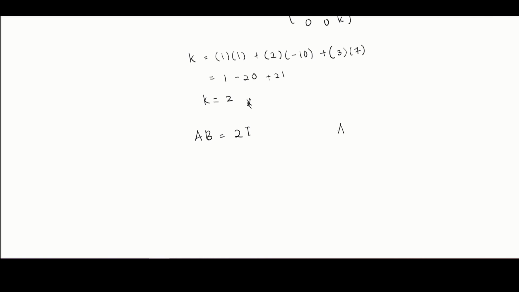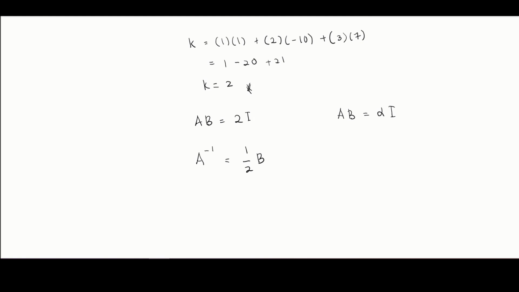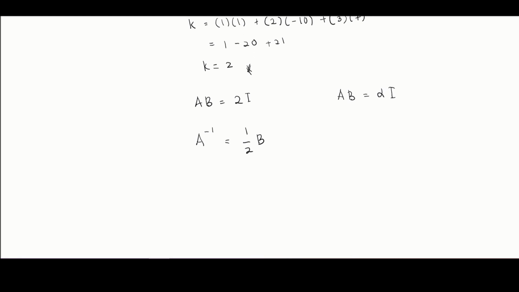If we have A times B is equal to alpha I, and we want to find A inverse, it is just 1 over 2 times B. Alright, so we use the property. So now we can find A inverse. A inverse is 1 over 2 times B.